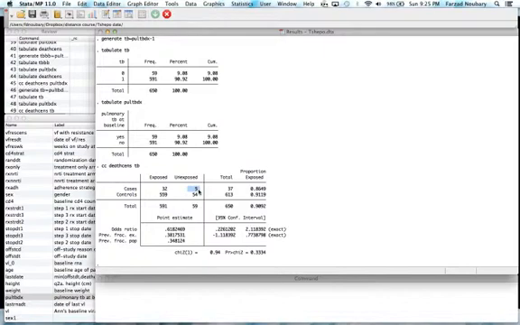So now we're thinking about multiple 2x2 tables. In particular, I want to see whether this relationship between dying on the study or not and pulmonary TB at baseline, whether this relationship is affected by the gender of the patient at all, okay?